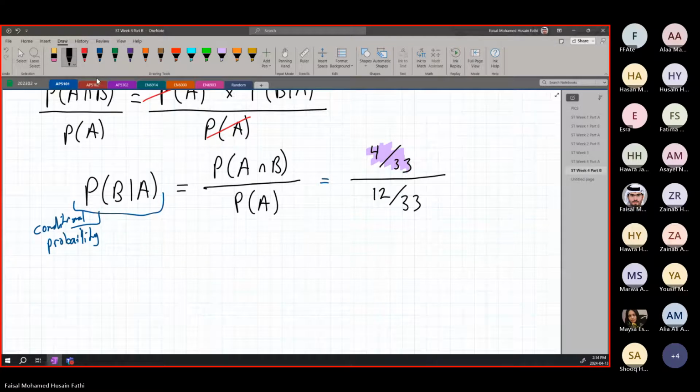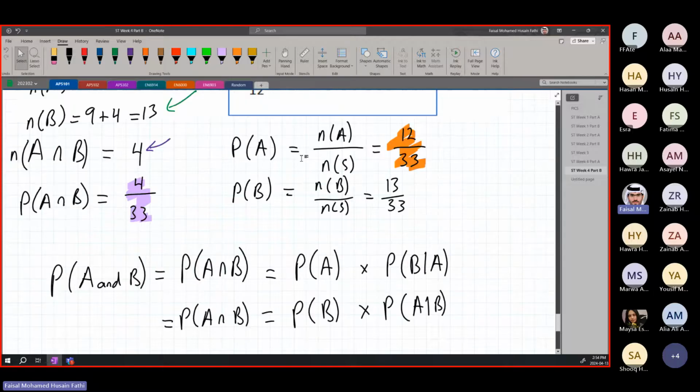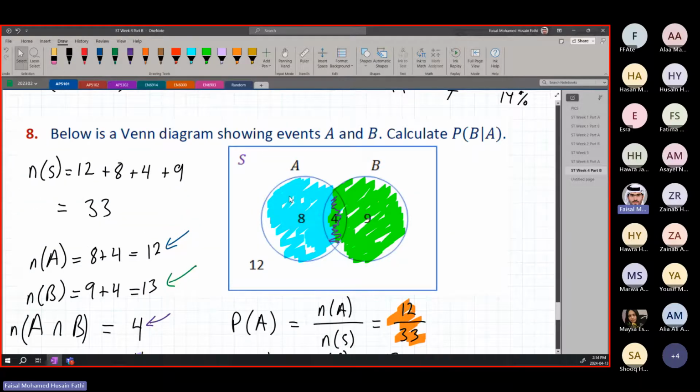Okay? Now, we simplify this in the calculator, all right? Or you can directly, if you know how to do your math really well, cancel these 33s. It's going to be 4 over 12, which is 1 over 3. And this is your conditional probability of B occurring after A has occurred, okay? Using a Venn diagram, if you are given a Venn diagram.